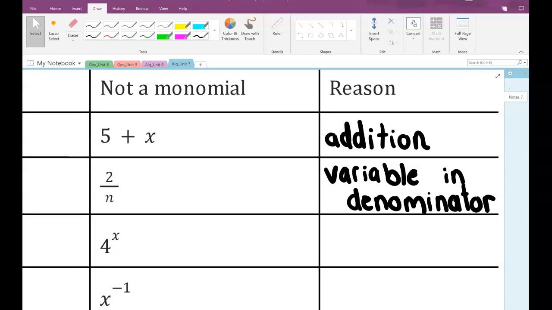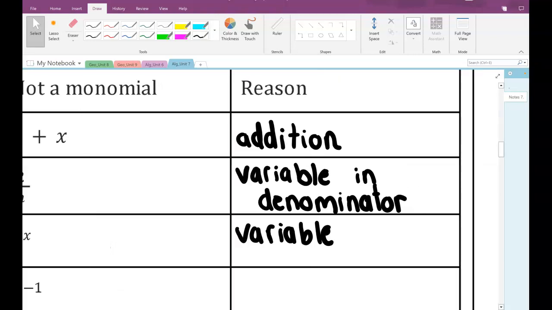Right. Next example, 4 to the power of x. Well, let's go back. This is another reason you could say, because if you write something as a fraction, the operation that's really happening is division. And for something to be a monomial, we can only be multiplying our terms together. So you can't be doing any dividing. So that's another reason why you could say this is not a monomial. 4 to the power of x is not a monomial because we have a variable in the exponent spot. A variable as a power ruins it for us. It's not a monomial.